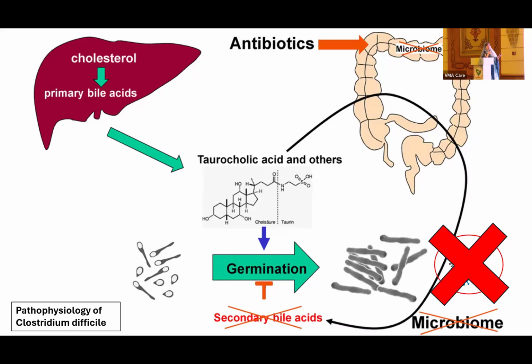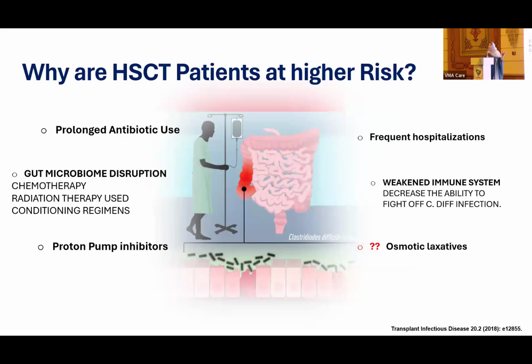So hematological malignancy patients or allogeneic bone marrow transplant patients are at significantly high risk for Clostridium infection because they are exposed to prolonged antibiotics, recurrent hospitalization, and chemotherapy that disrupt the microbiome and the intestinal wall.